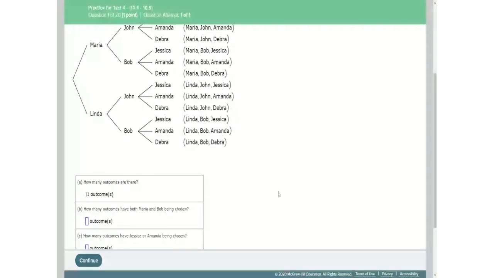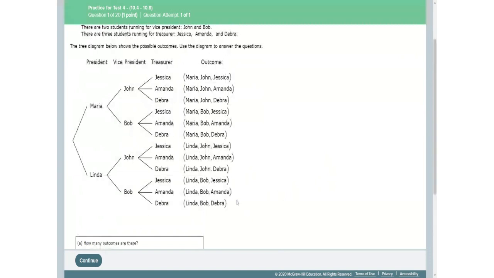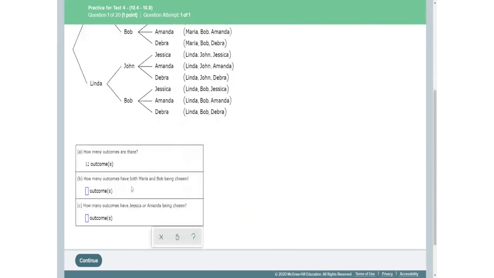All right, and then you're going to answer a couple of questions. How many outcomes have both Maria and Bob being chosen? That's going to be the ones that have Maria first, which is 6. And then you can look at the ones that also have Bob. I can't select them for some reason, I wish I could, but there's 3 of them right here. It's the second pair of 3. You see it? So there's 3 with Maria and Bob.